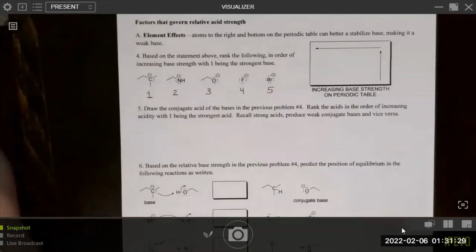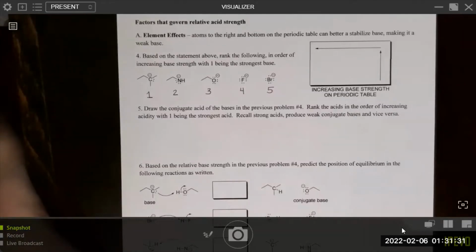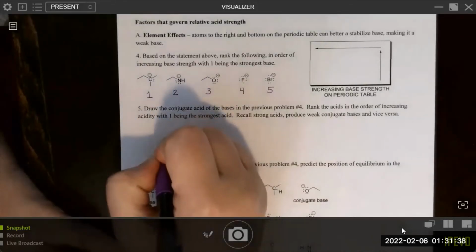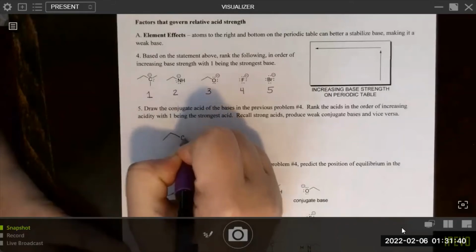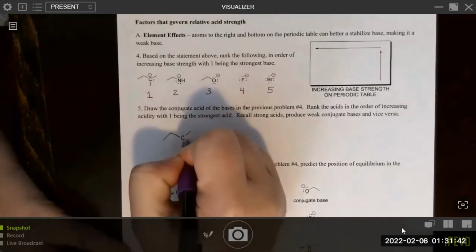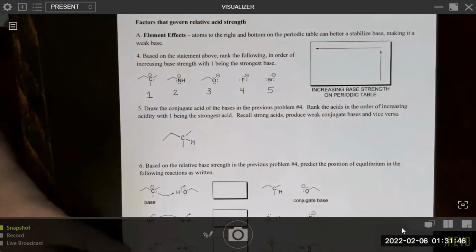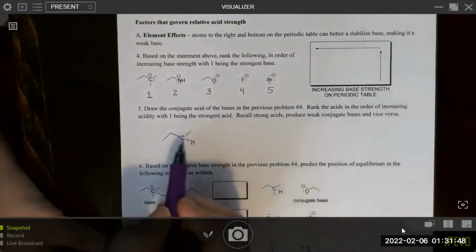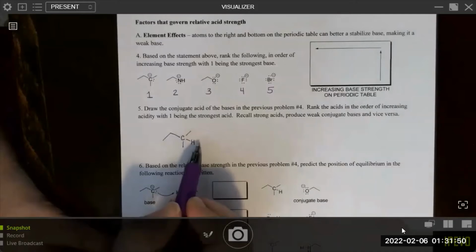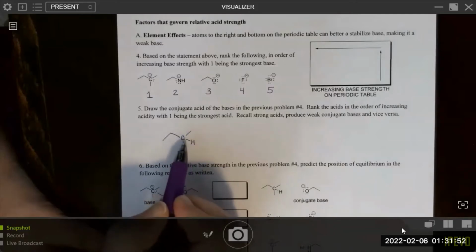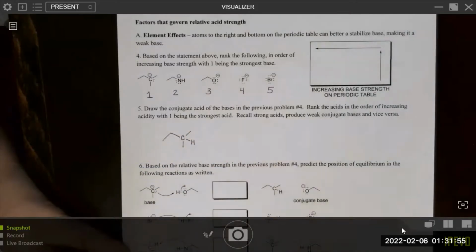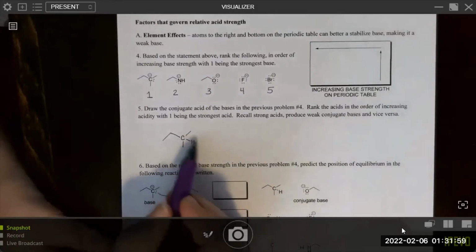Okay, so next it says to draw the conjugate acid of the bases in the previous problem number 4. So if we draw the conjugate acids, all we really need to do is, instead of having a lone pair and a negative charge, attach a hydrogen atom there. And just for clarity, you can go ahead and draw it in. I know with line structures, typically we don't draw the C and the H attached to it, but it's okay in this case to really highlight it.